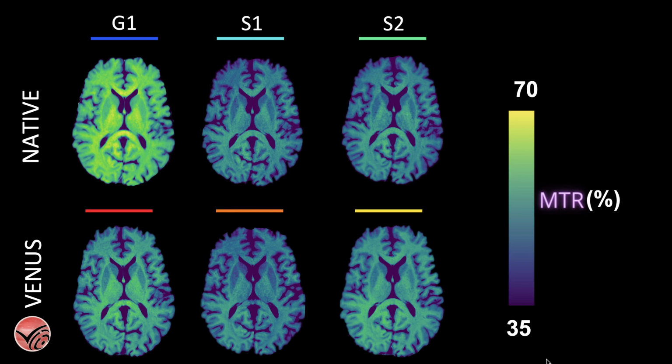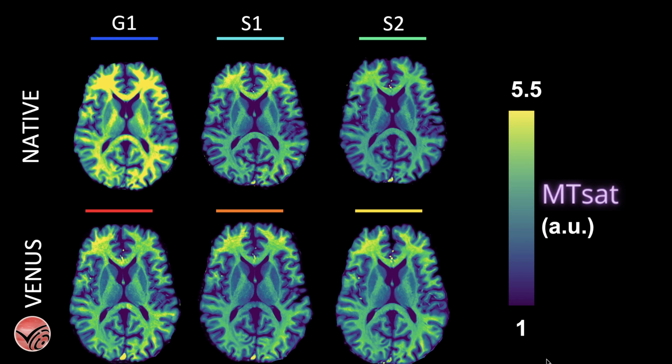And like you can see here for MTR, there's better inter-scanner reproducibility using his Venus pipeline. And same with MTSAT. Still maybe a little bit of B1 inhomogeneity, but inter-scanner has good results.